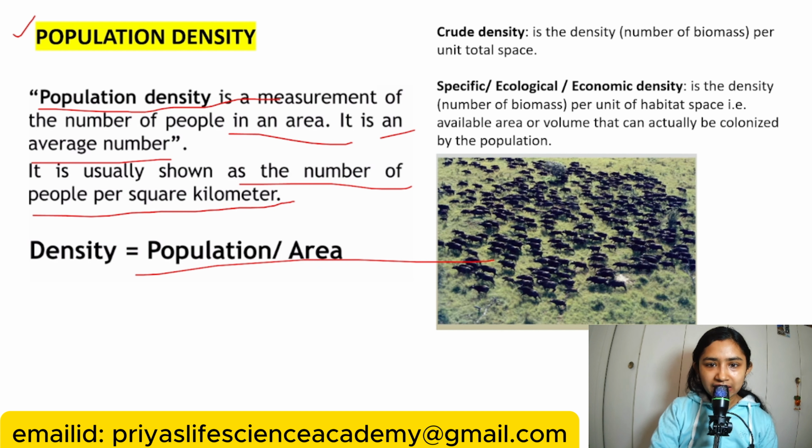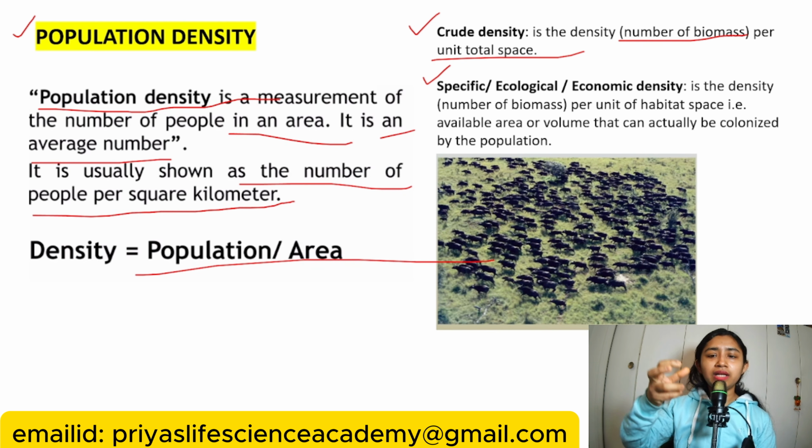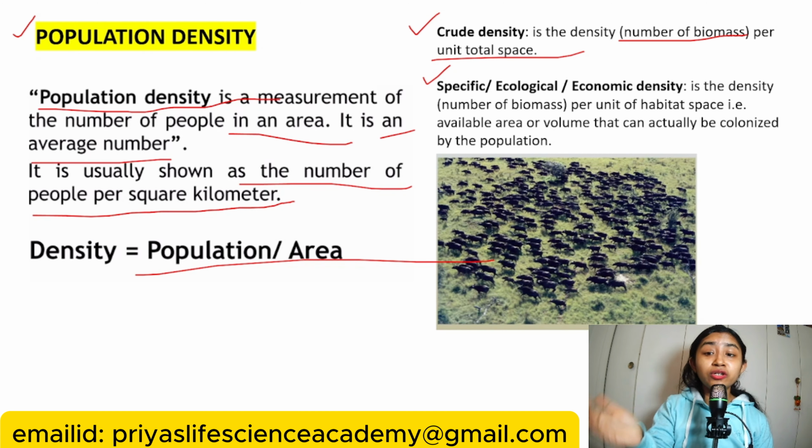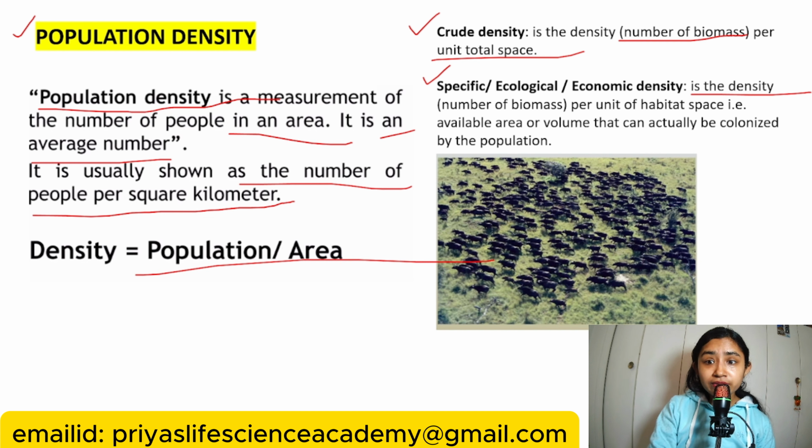Now there are two types of density. One is crude density and another is specific or ecological or economic density. What is crude density? It is the number of biomass per unit total space, meaning the total population divided by the total space. But what is specific or ecological or economic density? It is the number of individuals per unit habitat space, that is the available area or volume that can actually be colonized by the population.